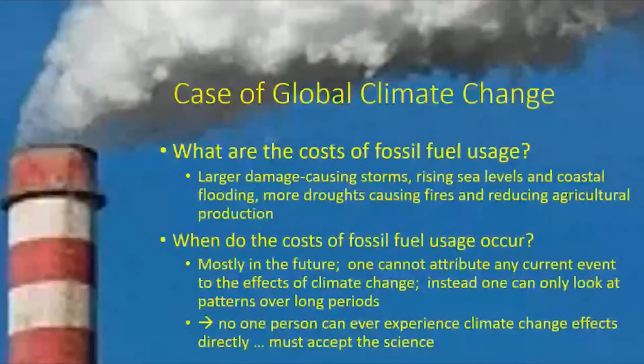So let's go on. What are the costs of fossil fuel usage? The costs are the larger damage-causing storms that are likely to arise, rising sea levels, coastal flooding, more droughts causing fires and reducing agricultural production, and so forth. It's just a small list of some of the damages to our economic production systems and our living systems that are likely to be affected as a result of climate change in the future. Next question is, when are these costs likely to appear? And here I want to highlight that one of the problems with this problem itself is that most of the costs are in the future.